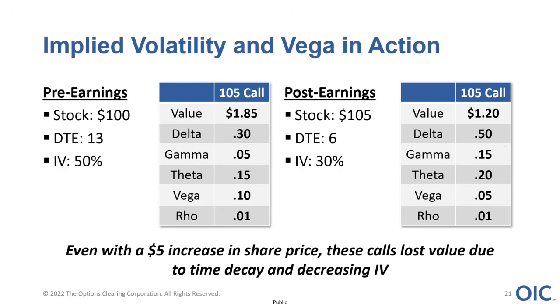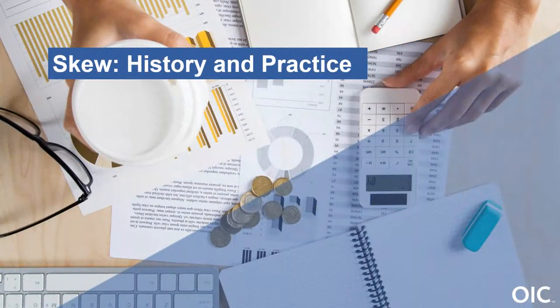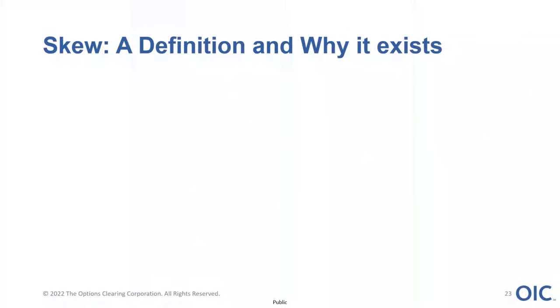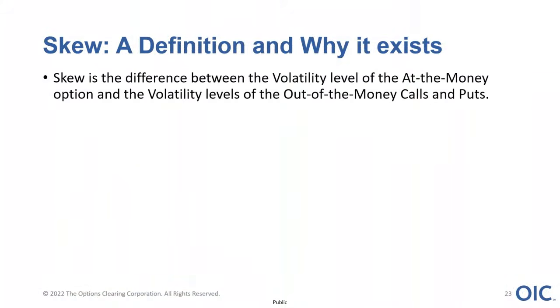Now, another way that implied vol can move around is with a concept called skew. Skew is something that a lot of people get a little confused by because it's talked about in very kind of nebulous ways a lot of times and doesn't make a lot of sense with how people talk about it. Skew is essentially the difference between volatility levels of at-the-money options and the volatility levels of out-of-the-money calls and out-of-the-money puts.